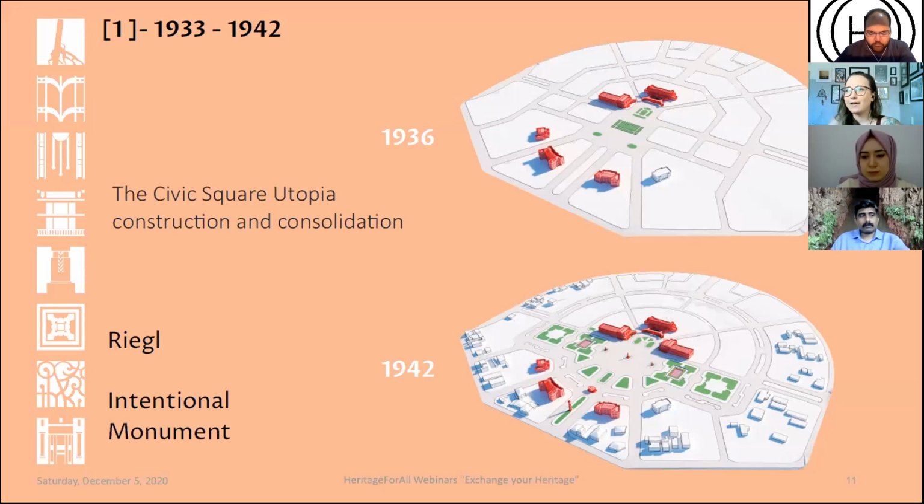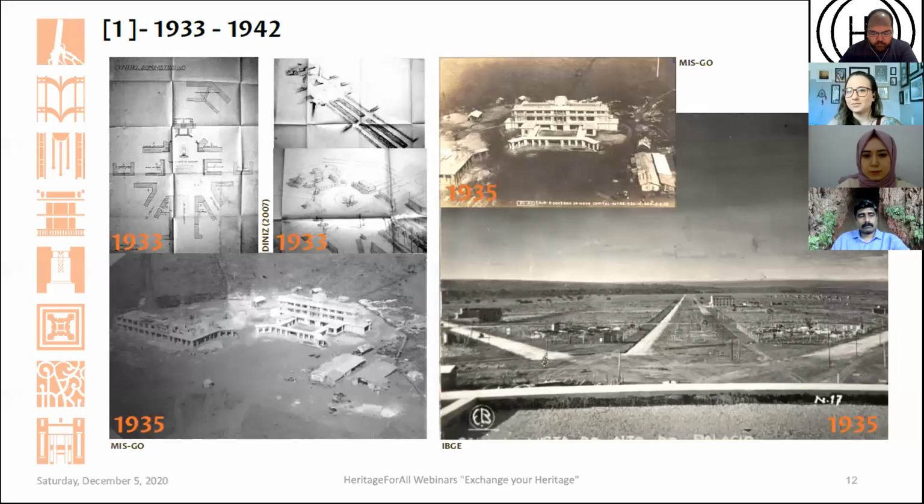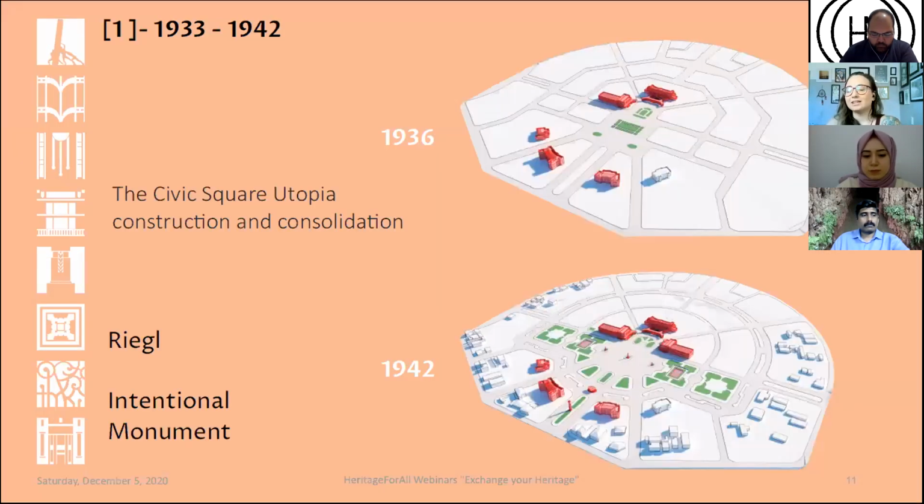In 33, we had almost nothing here. And they started to build these buildings, in the center of Brazil. There's nothing, there's no water, no roads, nothing. But they started a big city over here. And for me, it's an intentional monument, the civic square, as Rego says, because from the beginning, it was made to be preserved. So each modification that it had over time, I think they are modifications on heritage.